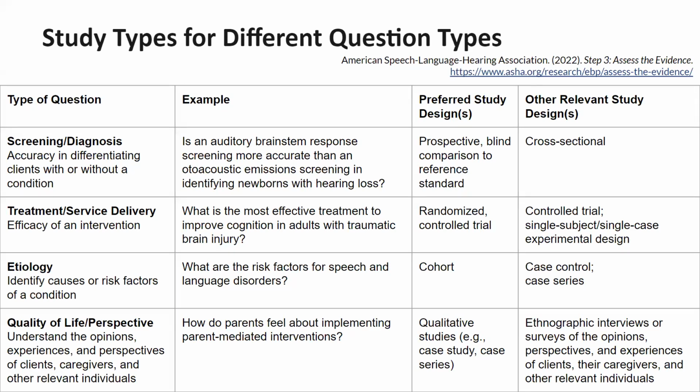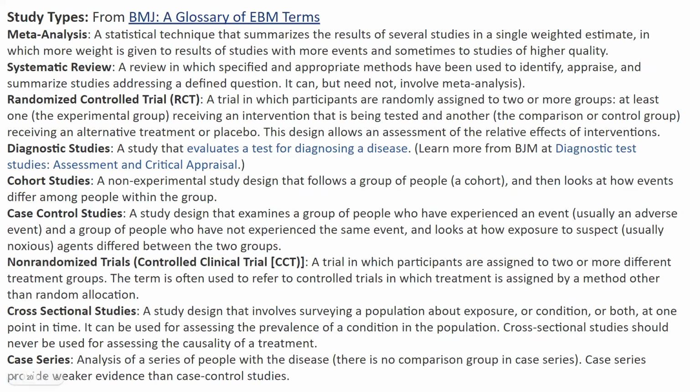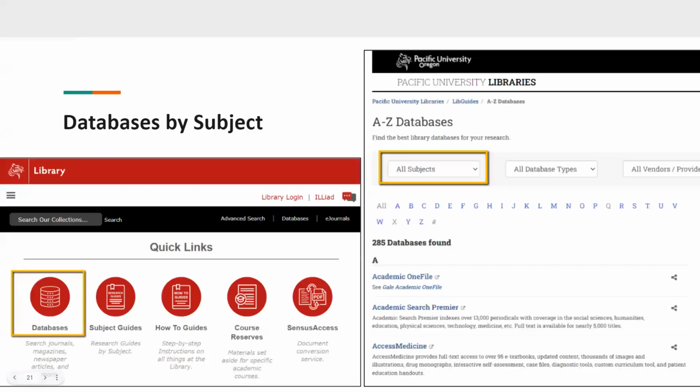For example, questions about whether a certain treatment would be more effective than another treatment are best answered by randomized controlled trials, but it could also be answered by controlled trials or single subject, single case experimental designs. However, randomized controlled trials are preferred because they have a stronger study design and their results would theoretically have a higher chance of being valid. You can find a description of different study types in the British Medical Journal's glossary of evidence-based medicine terms.